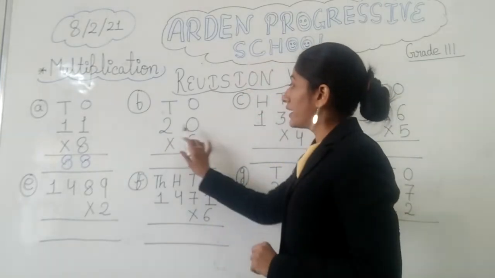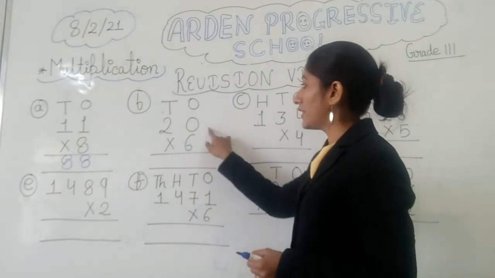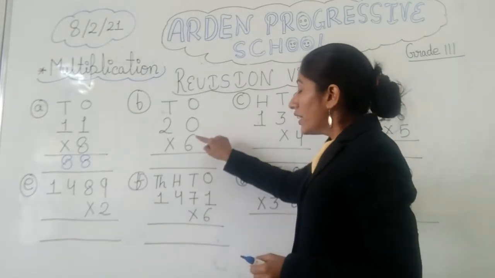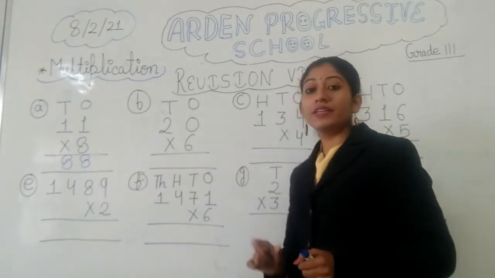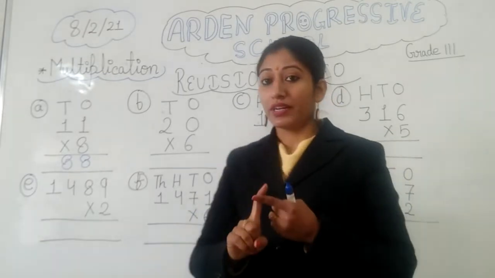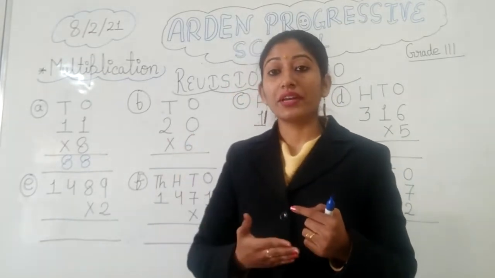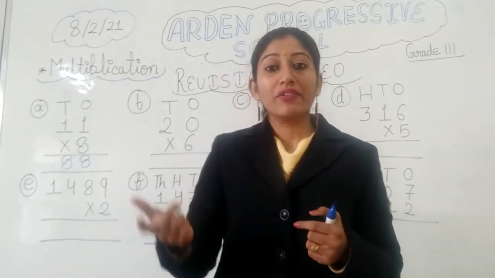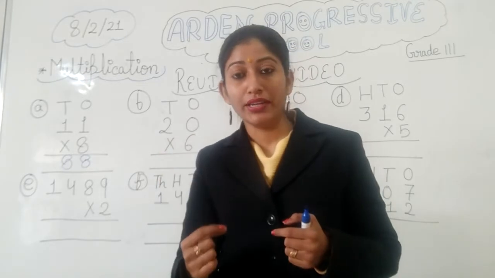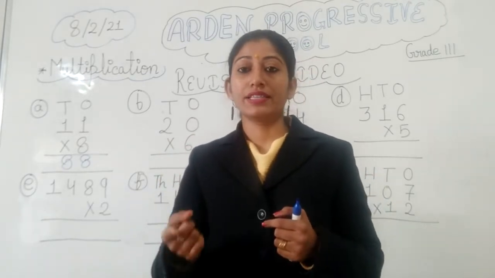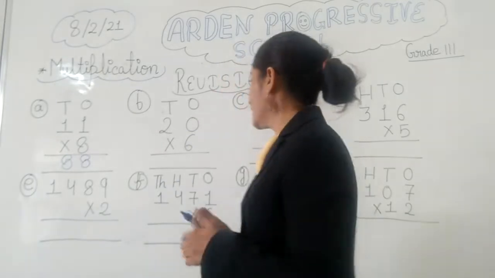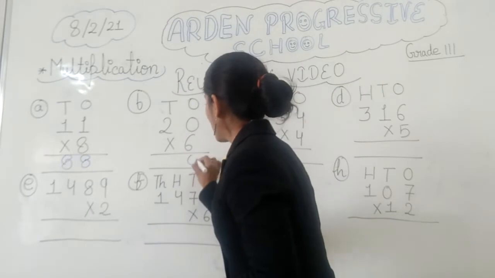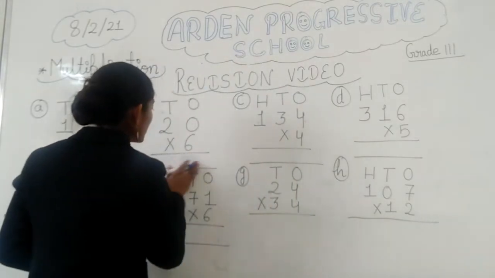What is it? This is 20 and this is 6. Since the tens place is already written, now 6 into 0, what will come here? Beta, I have told you very well that whenever we multiply any number by 0, we get the answer 0 only. So 6 into 0 is 0.